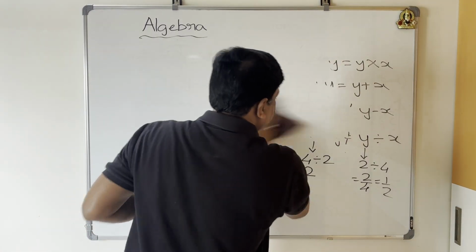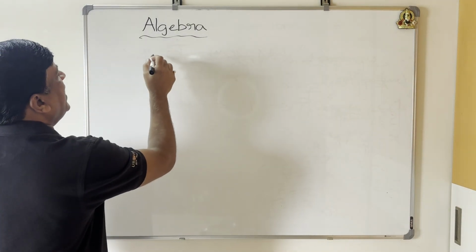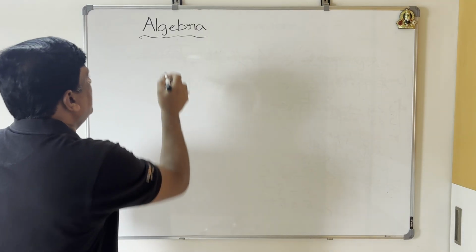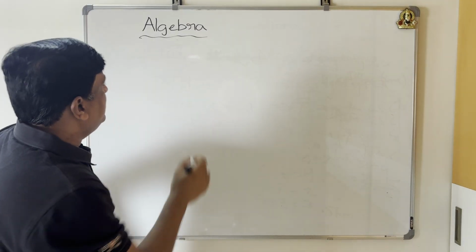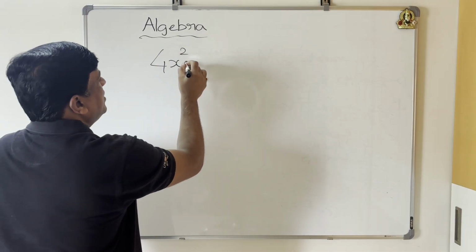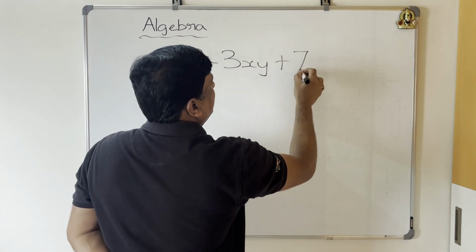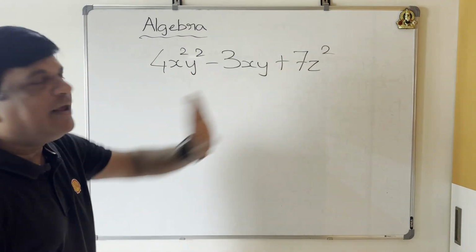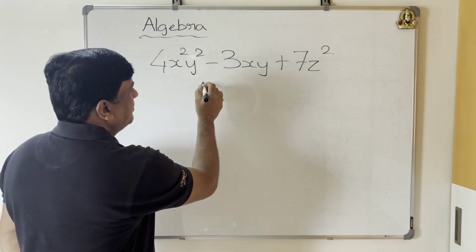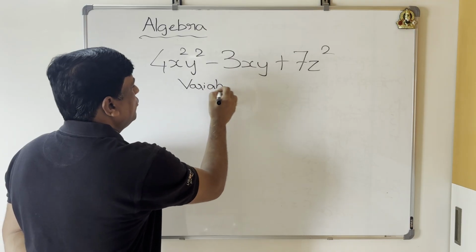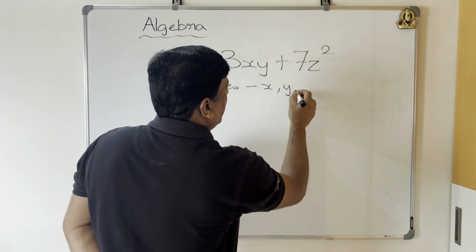Let's understand some more basics about algebra. If I have an equation like this, whenever you have multiple terms, suppose I write it like this: 4x square y square minus 3xy plus 7z square. So how many variables are there first of all over here? The first thing you need to note is how many variables there are. There are only 3 variables: x, y, and z.